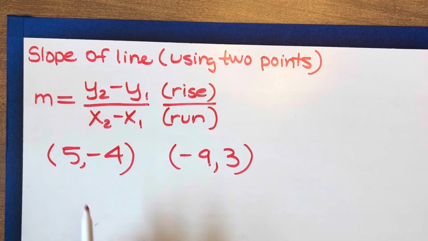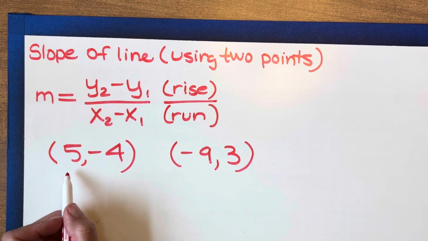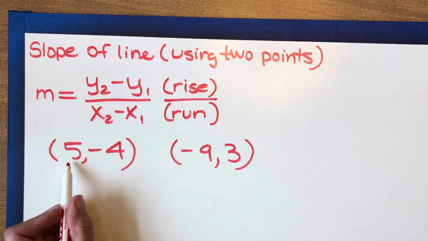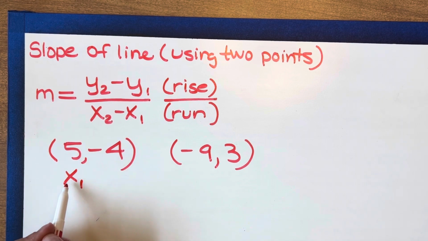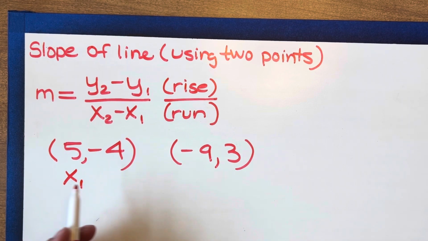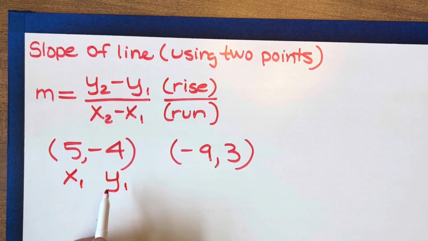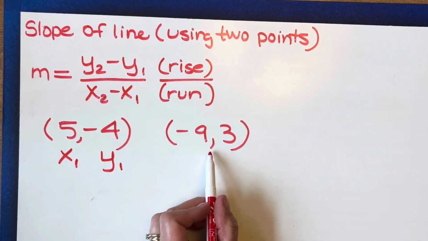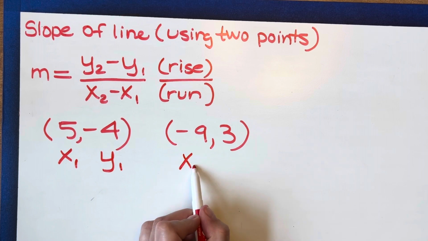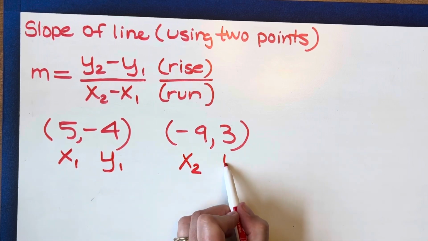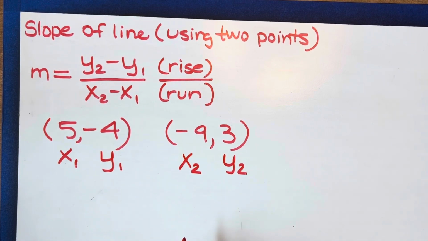So where do we get all of these variables? I'm going to call the point (5, -4) my point number 1. So that means 5 is my x1, and the -4 would be my y1. And (-9, 3) is going to be point 2. So I'll call the -9 x2 and the 3 y2.